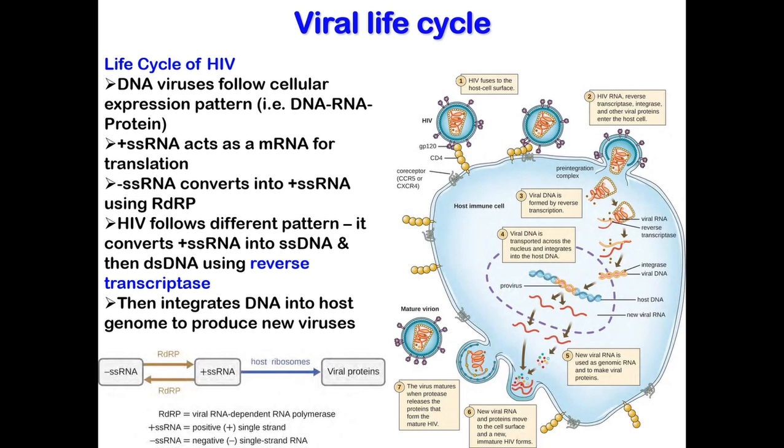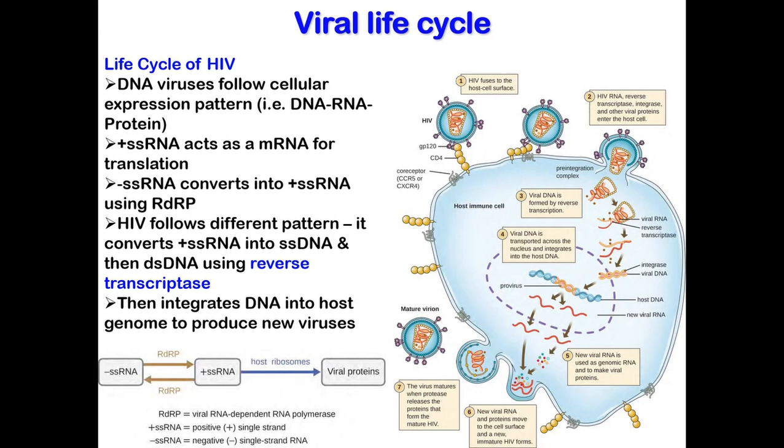If the viral genome is RNA, however, a different mechanism must be used. If the virus possesses positive single-strand RNA, then the RNA can be used directly as mRNA and be translated into structural protein. If the virus contains negative single-strand RNA, the host ribosomes cannot translate it until the negative single-strand RNA has been converted into positive strand RNA by viral RNA-dependent RNA polymerase, RDRP.